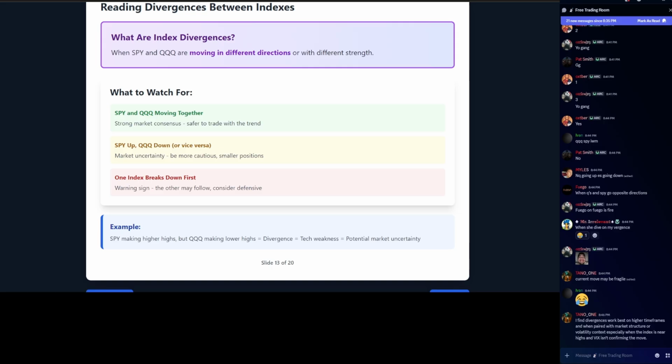So now when SPY is going up and QQQ is going down or vice versa, there's market uncertainty, right? You want to be more cautious in your trading, right? You want to be a lot more risk off and not as heavy, right? Let's say your position size is 10 to 20 contracts. When there's a lot of divergence in the market and the market's very shaky and uncertain, you want to maybe go 5 contracts. And if your normal position size is 3 contracts, then maybe you want to go 1, right? When one index breaks down first, it's a warning sign that others may follow.